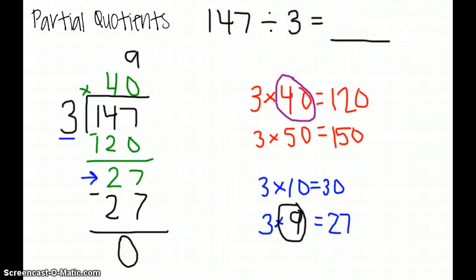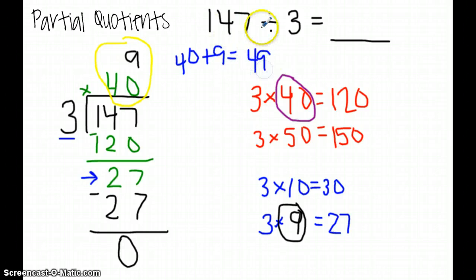My answer can be found at the top of my division problem. I can add 40 plus 9 to get 49. So 147 divided by 3 is 49.